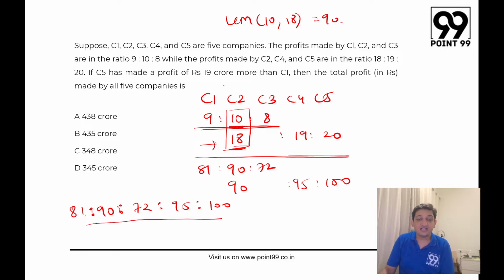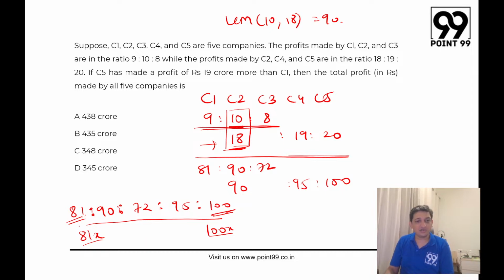Now we know that C5 made a profit of 19 crores more than C1. So C5's profit is 100, C1's profit is 81. So I am saying 81x and 100x. Now, luckily, the difference is also 90 and the difference is also 19 crores. So we can say that the difference between these two is 19x and the difference is 19 crores, so I can say that x is equal to basically 1. I can say this.